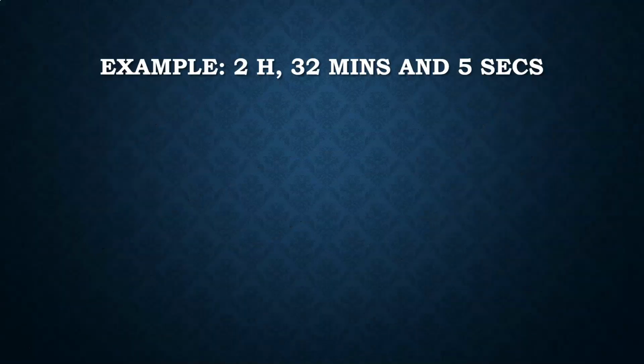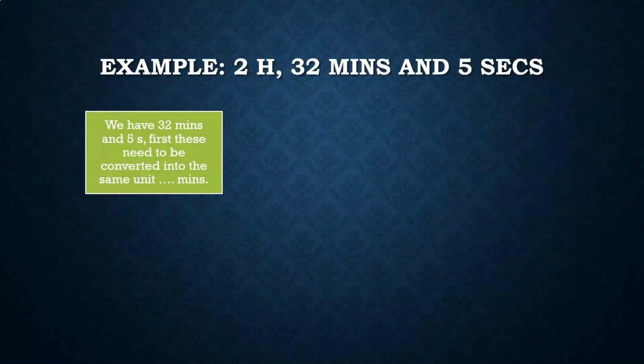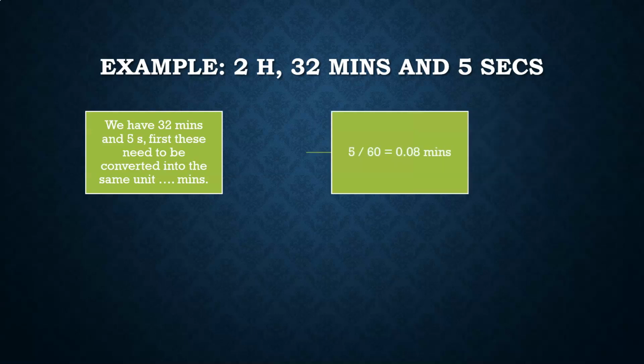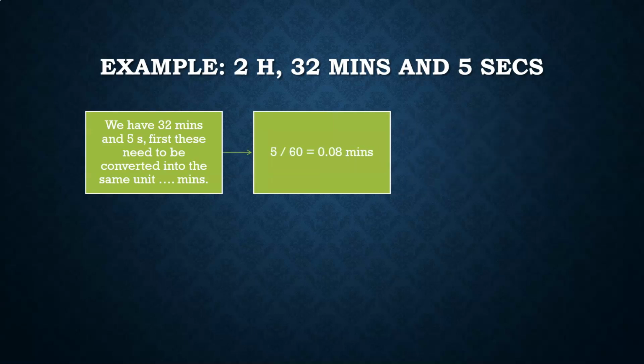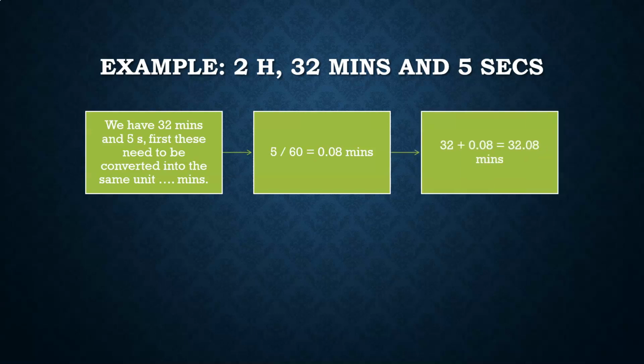Another example, 2 hours, 32 minutes and 5 seconds. We have 32 minutes and 5 seconds. These need to be converted to the same unit, minutes. So 5 seconds divided by 60 gives us 0.08 minutes. We're going to add that to our 32 minutes. So we've now got 32.08 minutes.